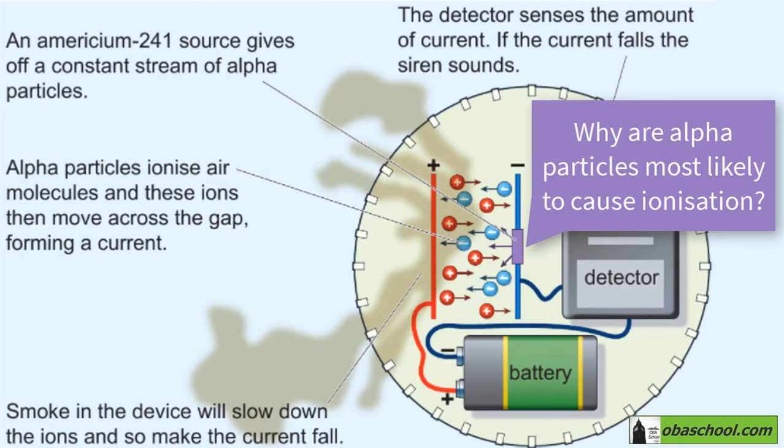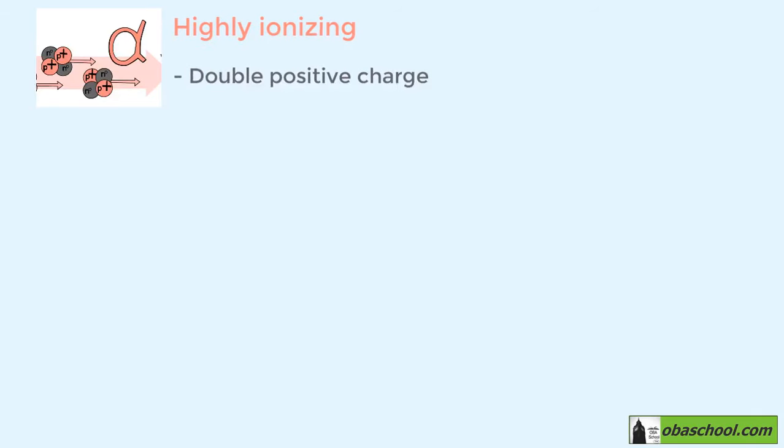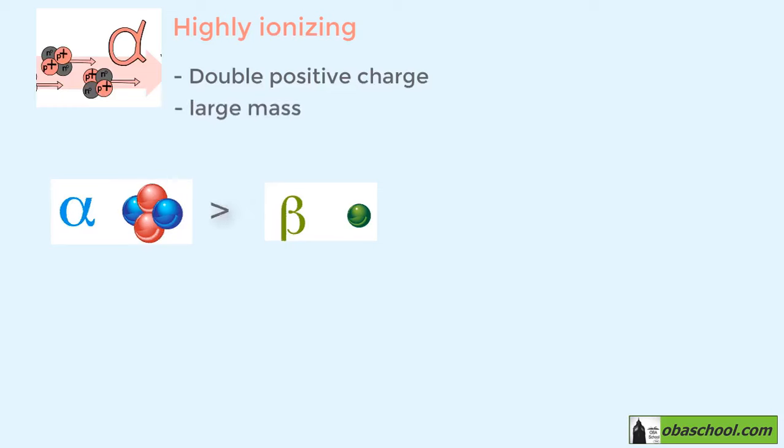Yes, we have discussed this earlier. Alpha particles are highly ionizing because of their double positive charge, large mass as compared to a beta particle, and because they are relatively slow. They can cause multiple ionizations within a very small distance.